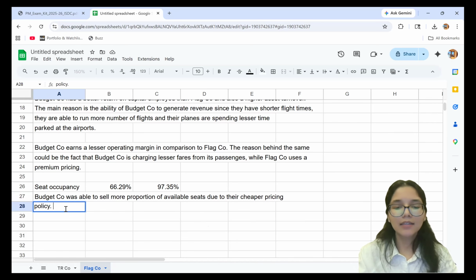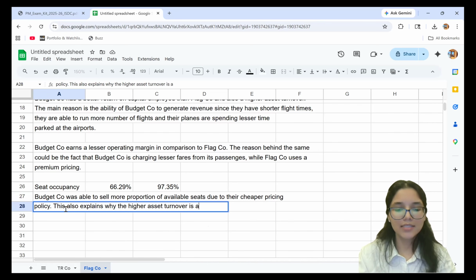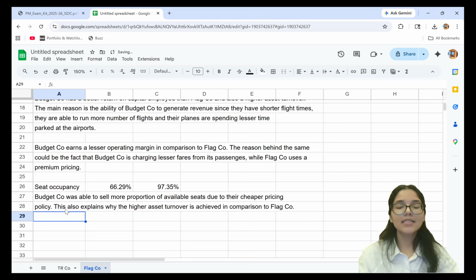Further, we can say this also explains why the higher asset turnover is achieved in comparison to flag company. Right? This is another point that I have tried to link over here in my answer.